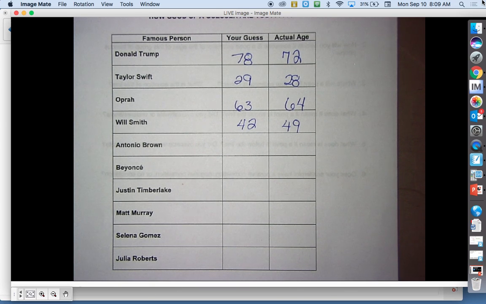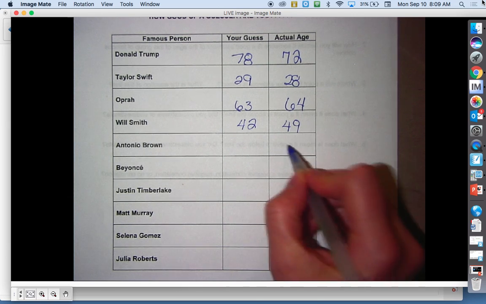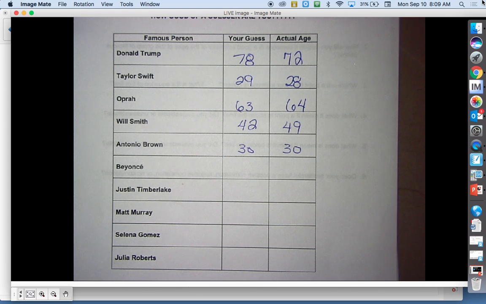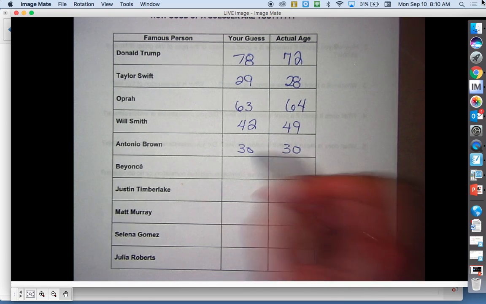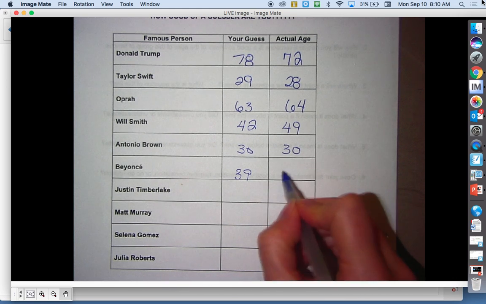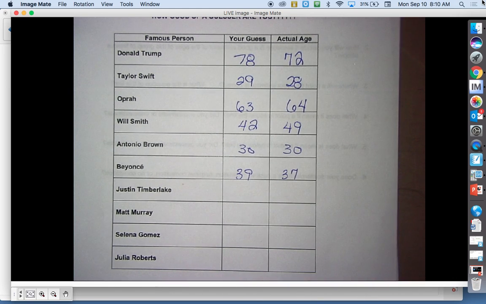All right, how about Antonio Brown? Matt? 30. Antonio Brown is 30. So we'll put 30 there too. Antonio Brown turned 30 in July. How old's Beyonce? Anyone take a guess, Julia? 39. Beyonce is 37. And she just had a birthday on the 4th, so last week she had a birthday.